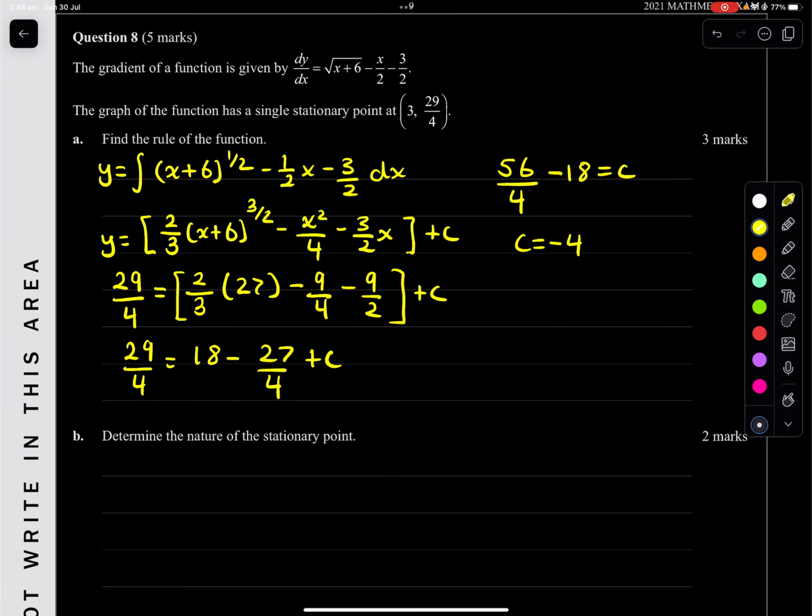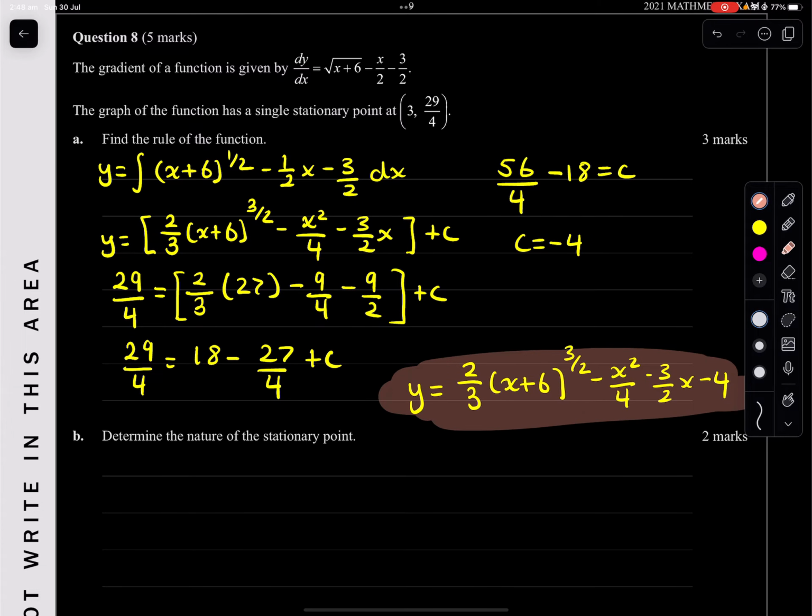So your overall function, so y equals, okay, so y equals 2 over 3 x plus 6 to the 3 over 2 minus x squared over 4 minus 3 over 2 x minus 4. That's your solution.